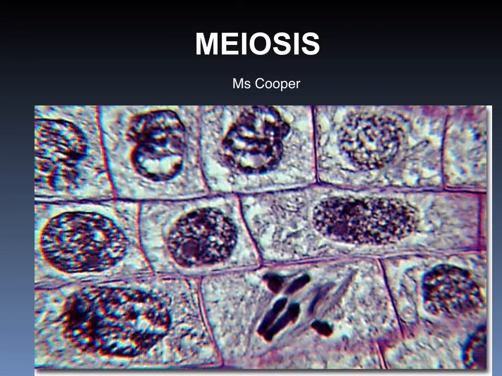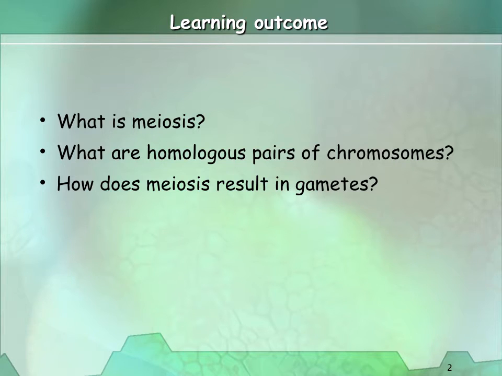In this topic, we're going to look at meiosis. By the end of this topic, you should know what meiosis is, what homologous pairs of chromosomes are, and how meiosis results in gametes.